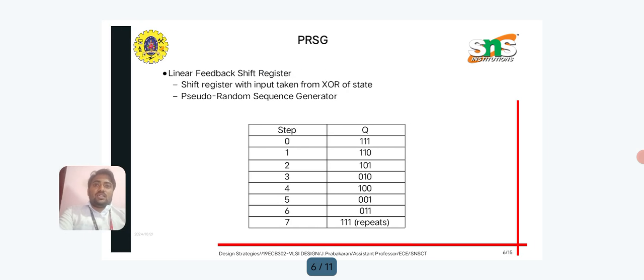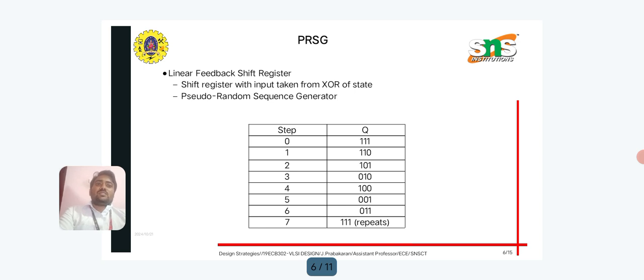And pseudo random sequence: it is a hardware or a software system that generates a sequence of bits that approximates the properties of a random sequence, though it is generated deterministically. PRSG, that means pseudo random sequence generators, are widely used in various applications such as cryptography, built-in self-test in VLSI, error detection and correction systems, and communication systems.